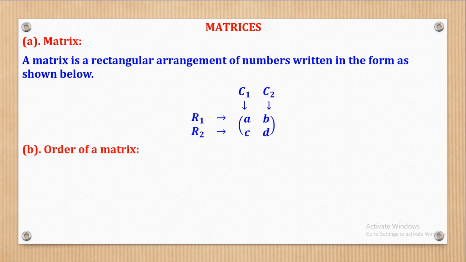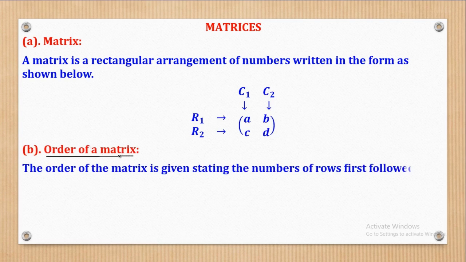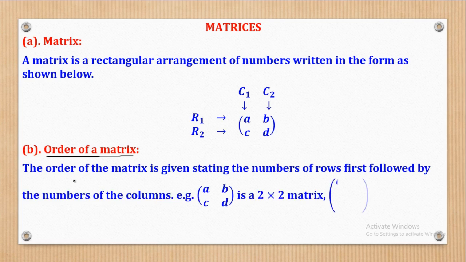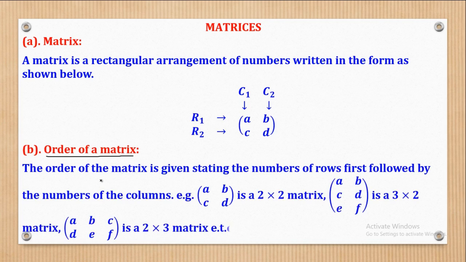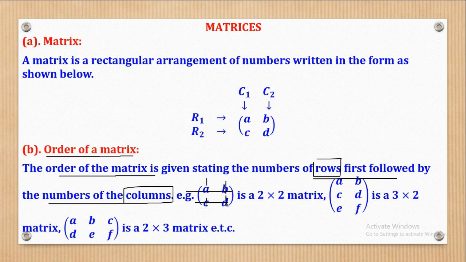Another definition that we need to know is what we call the order of a matrix. The order of a matrix is given by stating the number of rows first followed by the number of columns. Note that word, it has to be rows first then followed by columns. For example, in this case there are 2 rows, then 2 columns. That's why we put here 2 by 2 matrix, because it has 2 rows and 2 columns.